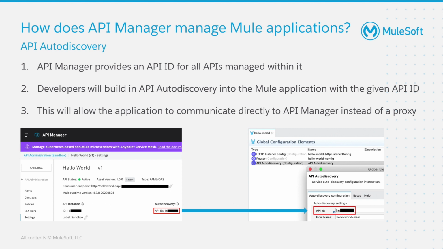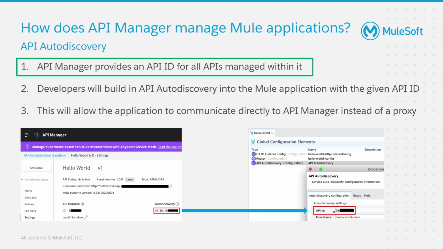First, you need to select the API that you want to manage from within API Manager. You can select between managing an API from Exchange, creating a new API where we have to upload a new API as RAML, OAS, or SOAP definition, or you can manage an API by importing an API configuration zip file. As soon as you have selected the API to manage, API Manager will provide you with an API ID.